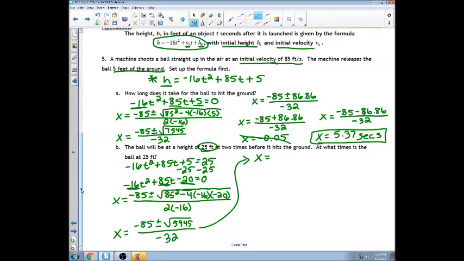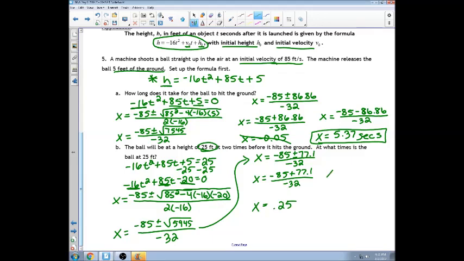So if I take the square root of 5,945, I get negative 85 plus or minus 77.1 over negative 32. At this point, I can go ahead and split it into two separate equations. So x equals negative 85 plus 77.1 over negative 32. In order to type this into your calculator successfully, take negative 85 plus 77.1, hit enter. Without changing anything else, then divide by negative 32. What you will end up with is x equals 0.25.